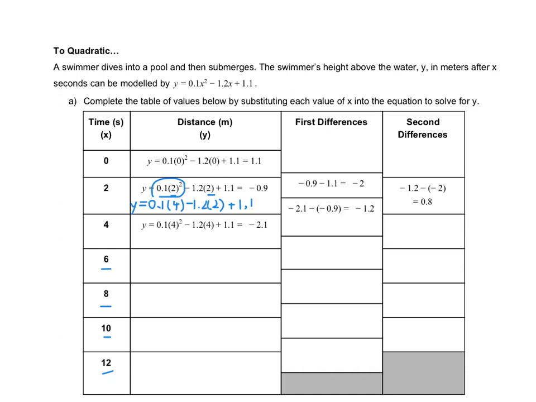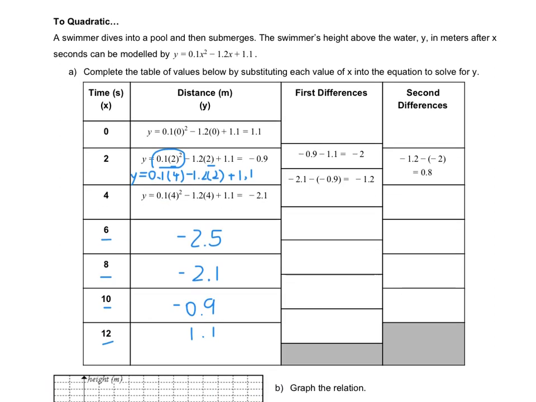All right, so for 6 seconds, hopefully you got negative 2.5 meters, and for 8, negative 2.1, and then negative 0.9 for 10, and 1.1 for 12. Okay, now if something went wrong, if you didn't get that, check to see if you followed BEDMAS. And the most common mistake here is that people forget to do the exponents first.